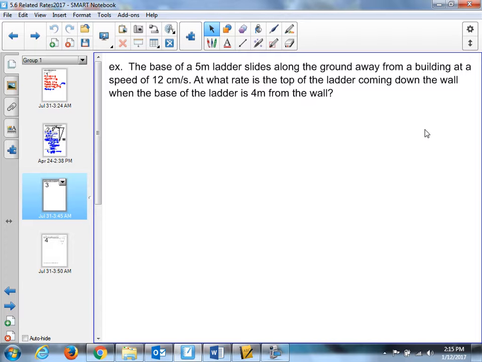And let's take a look. Now, these problems get a little more involved as we go on here. And, well, we'll see. We're going to need a diagram for this one here.